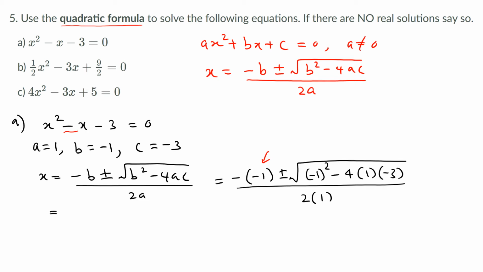So let's simplify this a little bit. You get negative negative 1, so here you get positive 1, and then plus or minus, we still don't know. Negative 1 squared means 1, and then you have two negative signs, so it's positive, you get 12. 4 times 3 means 12.